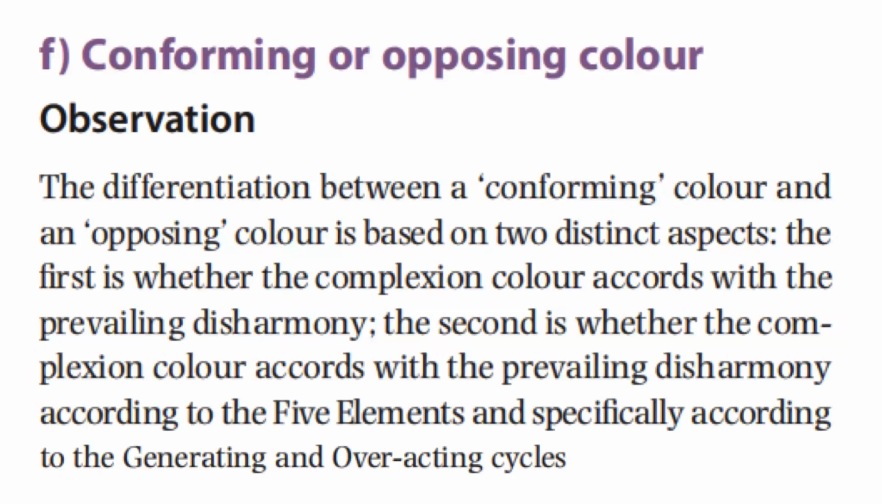Now let's go to conforming or opposing color. Observation. The differentiation between a conforming color and an opposing color is based on two distinct aspects. The first is whether the complexion color accords with the prevailing disharmony. The second is whether the complexion color accords with the prevailing disharmony according to the five elements, and specifically according to the generating and overacting cycles.